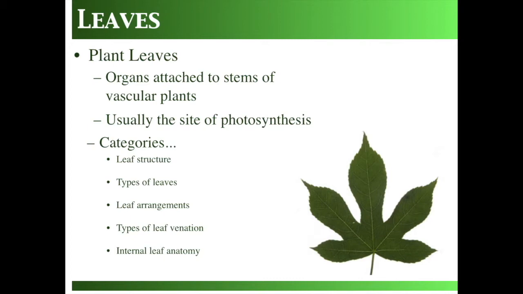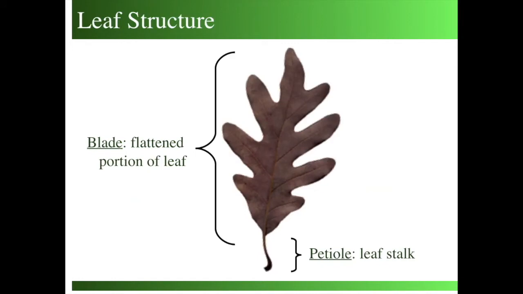We are going to divide leaves up into categories such as leaf structure, types of leaves, leaf arrangement, leaf venation, and internal anatomy. The basic leaf structure includes two parts: the blade, which is the flattened portion of the leaf, which is usually the body, and then the petiole, which is the leaf stalk, which attaches to the branch.